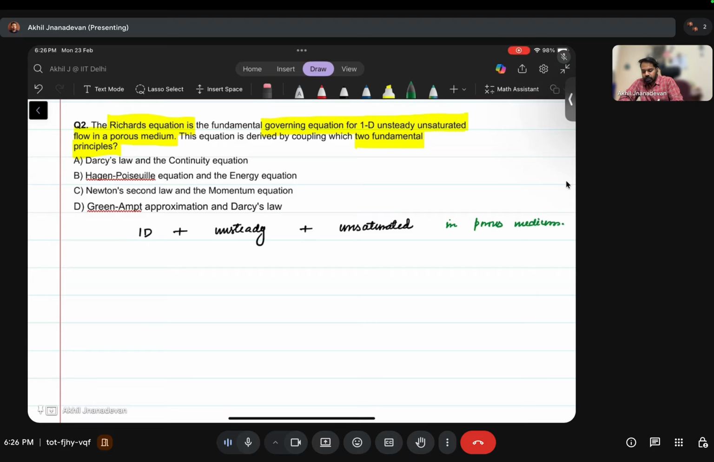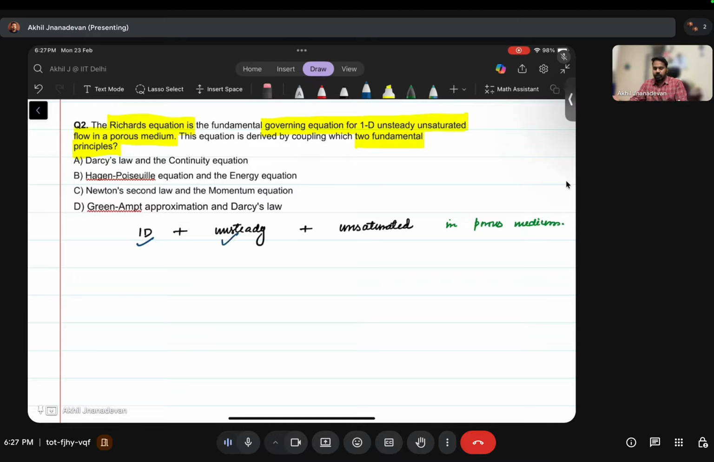So from this the first thing that is clear is that it is one dimensional. We are simplifying it into one direction, that is the vertical. Infiltration is a process where the water infiltrates vertically, right? So the lateral movement of water in the xy direction in the subsurface we are neglecting. That is what is meant by one dimensional.